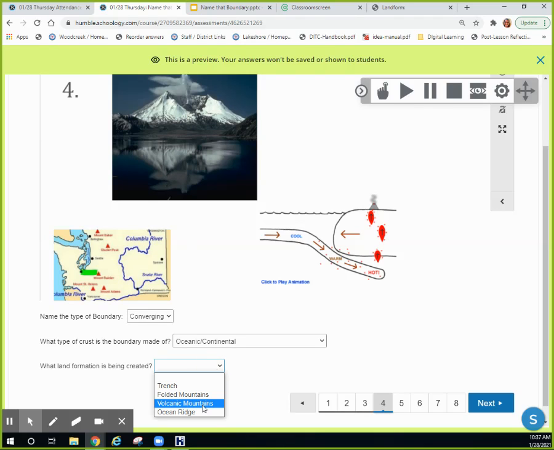So we get volcanic mountains along the coast. Okay, this is the coast right here where land meets water. We're going to have a whole bunch of volcanoes right here.